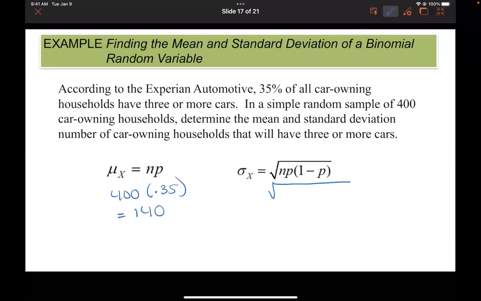So for the standard deviation, I'm going to do 400 times 0.35 times 1 minus 0.35, which happens to be 0.65. You are more than welcome to put the 1 minus 0.35 in your calculator. It's not going to hurt anything. Just be really careful with your parentheses. So I usually do just put the whole thing in at once. You do it how you'd like. 0.35, 0.65.